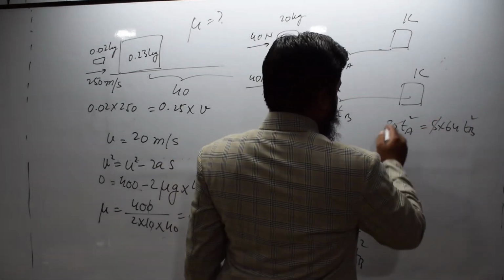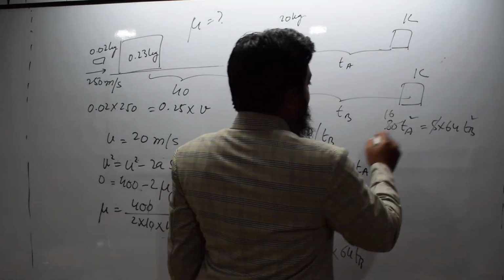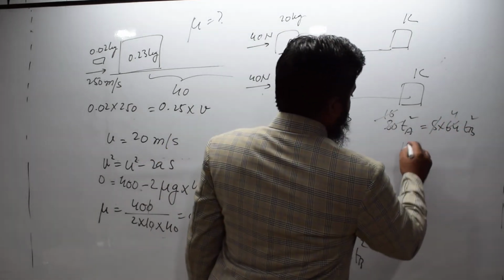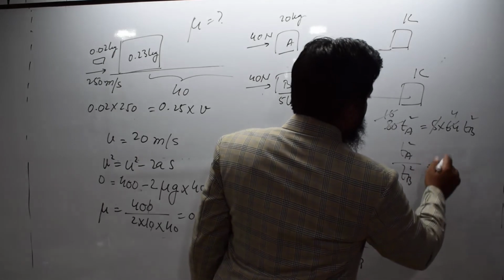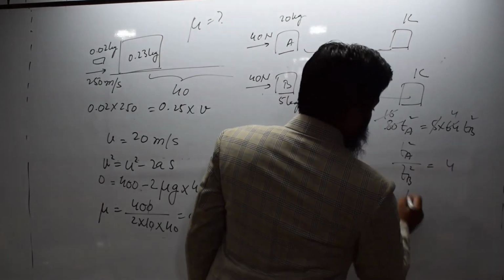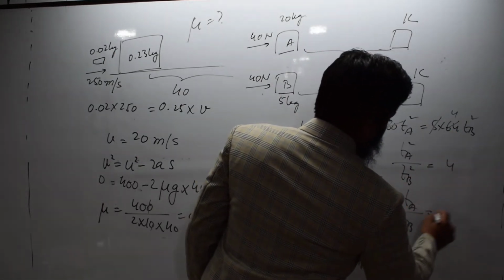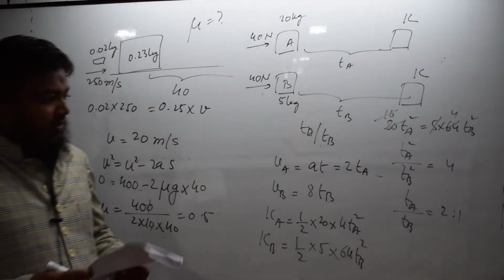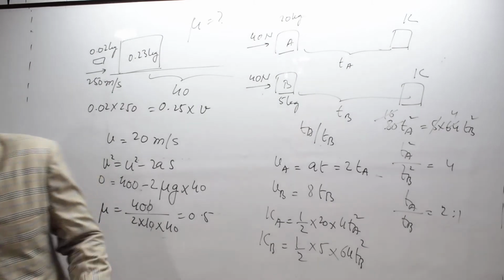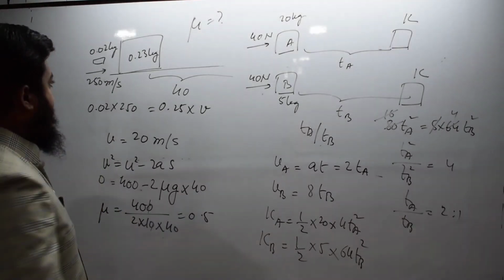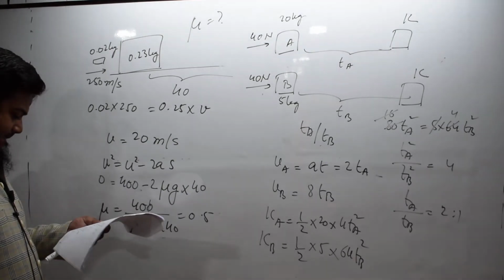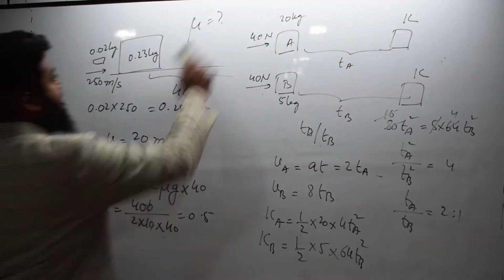Now, this is 16 and this is 4. So, T A square upon T B square is 4. Okay, take the square root, so T A upon T B is equal to 2:1. So, the ratio of required times is 2:1, the option second.